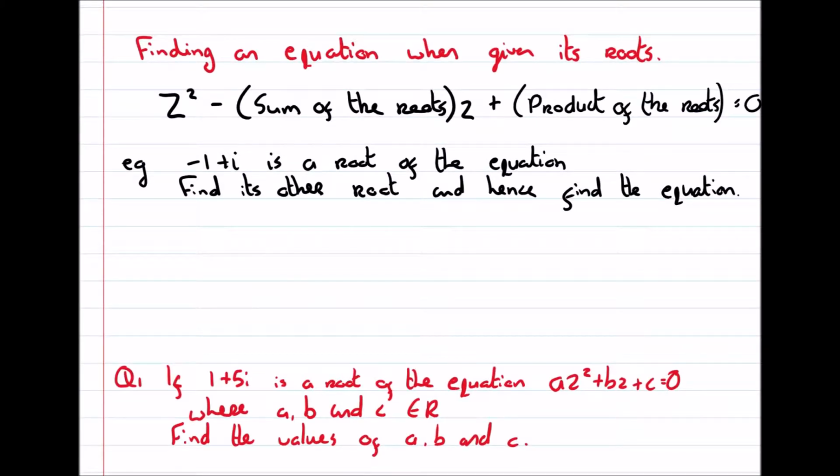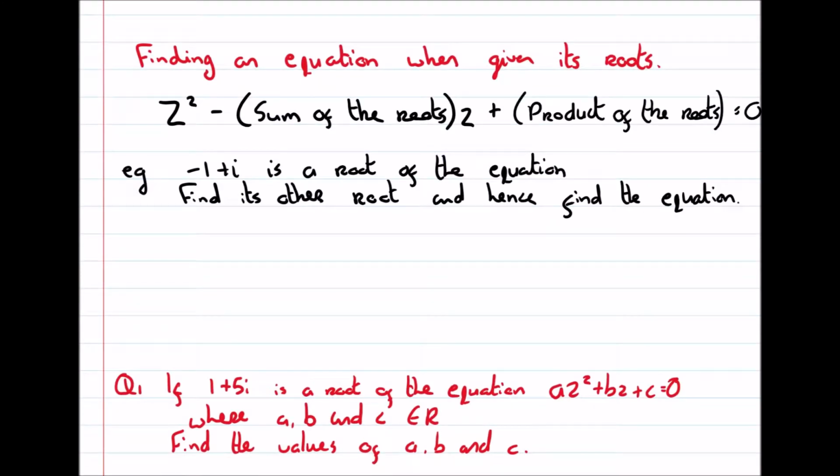Okay, so just one thing to know. If we were given the roots of an equation and we were asked to find the equation, so for example, here's a root, minus 1 plus i. We're told that that is the root of an equation. We're asked to find the other root, and then hence find the equation. Well, first thing, here's one root. We're given that. Second root, minus 1 minus i. Why? Because it's the conjugate of the first root.